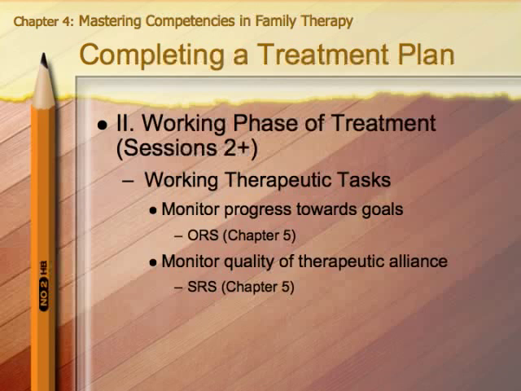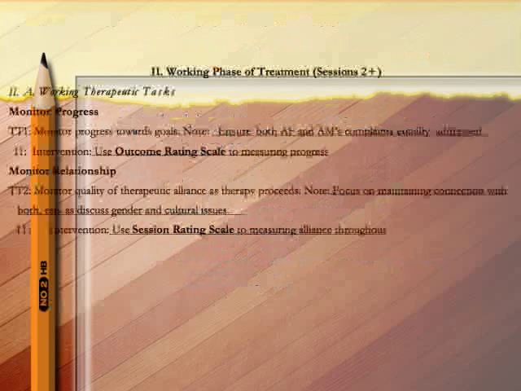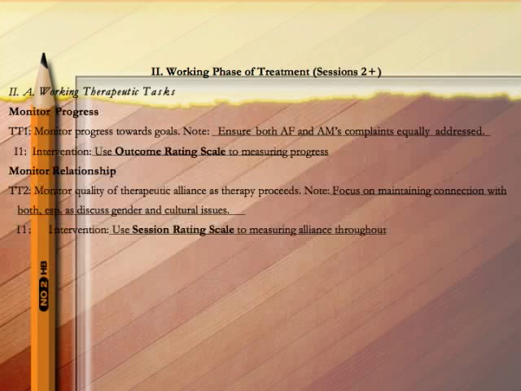Now in Chapter 5, I do go over two measures for these. In terms of measuring progress, there is the outcome rating scale, and then there's a session rating scale. Since this is solution-focused, these particular scales are used by solution-focused therapists to measure progress. So here you can see in the working phase section with therapeutic tasks that they're going to be measuring progress using the outcome rating scale and measuring the therapeutic alliance using the session rating scale. And again, you can go to Chapter 5 to read more about those.